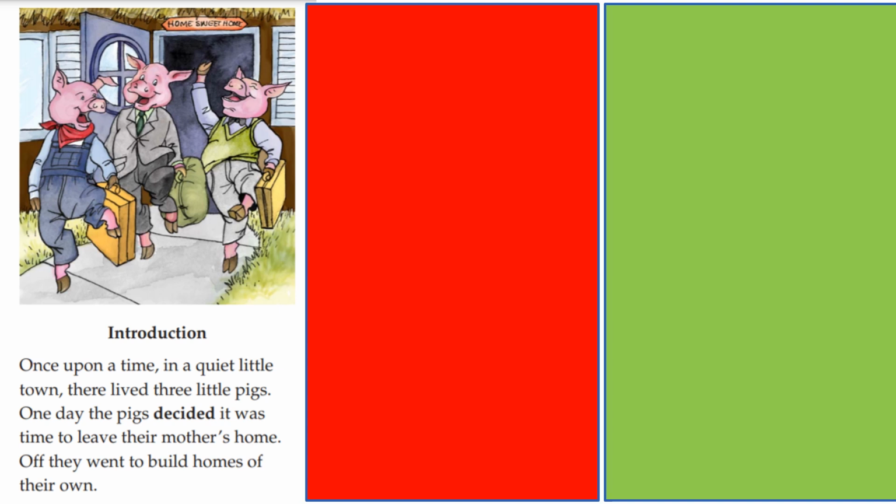Once upon a time in a quiet little town, there lived 3 little pigs. One day, the pigs decided it was time to leave their mother's home. Off they went to build homes of their own. Was that a sizzling start?